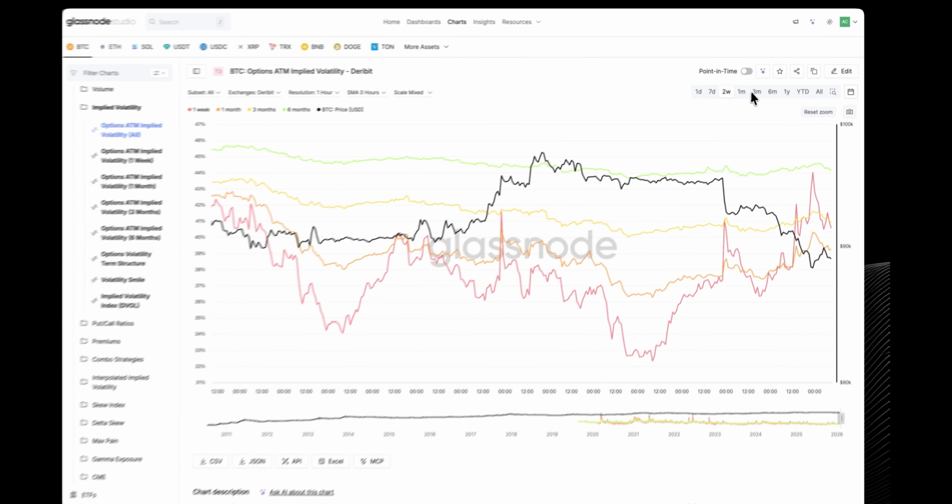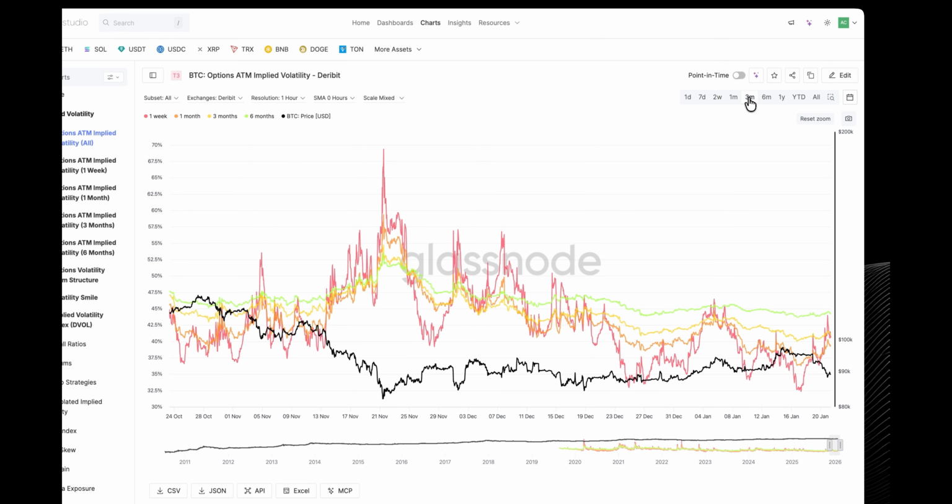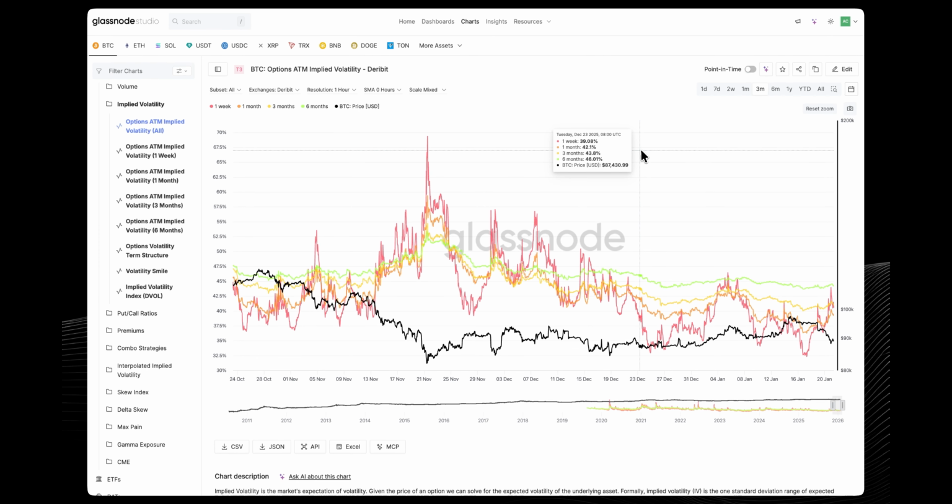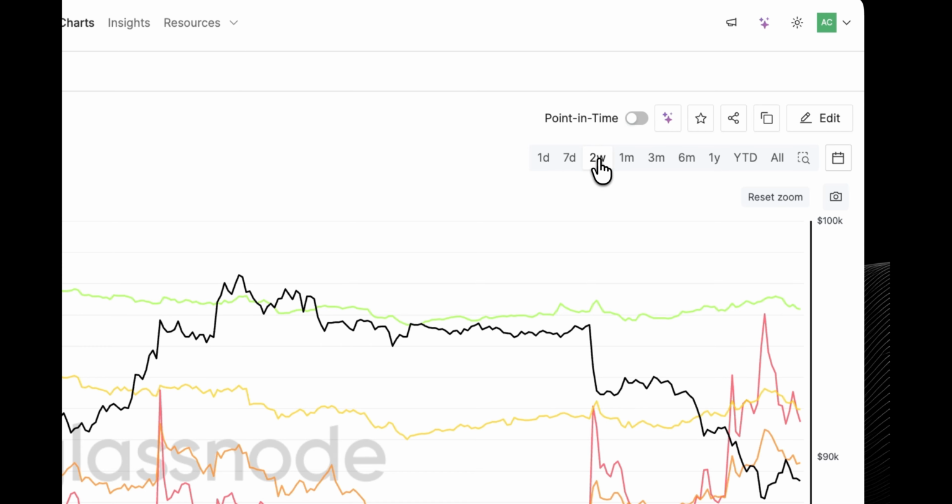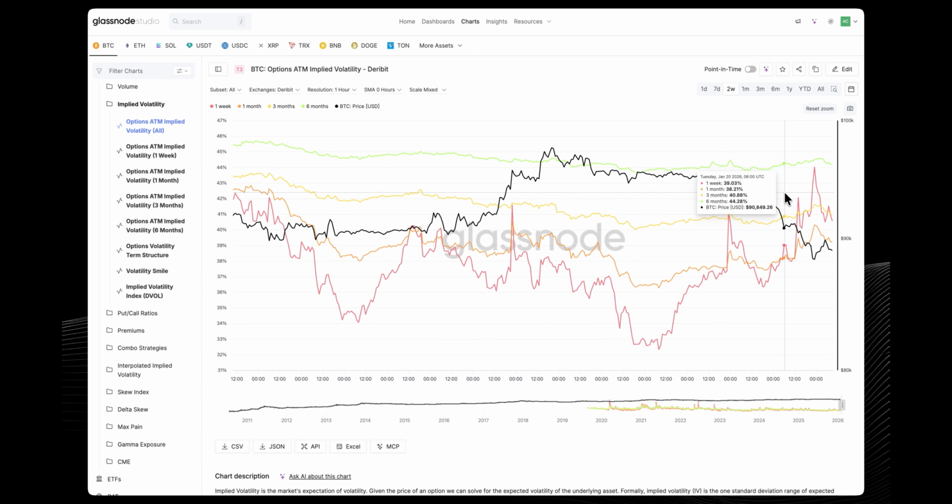So it does not mean that volatility is cheap or being ignored. It does not mean risk is gone, and it does not imply a directional view. It simply means the market is absorbing uncertainty over time instead of compressing into the near term.